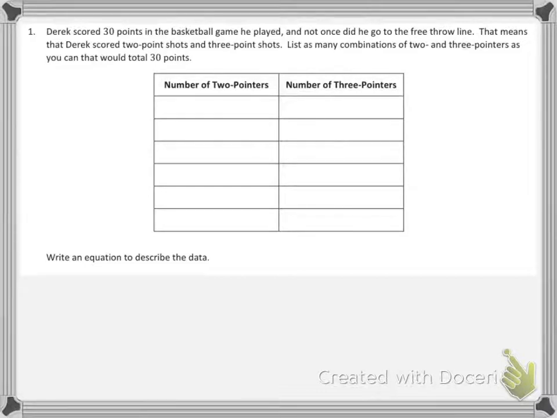Well, it's possible that he could make 0 2-pointers, and he could make 10 3-pointers. That would be worth 30 points. If I use 1 2-pointer, that would leave 28 points left to score on 3-pointers, and that won't work. 2 2-pointers would be 4. That would leave 26 points. That won't work. But 3 2-pointers will work. That's 6 points. And that would leave 24 points to score on 3-pointers. So that would be an 8.